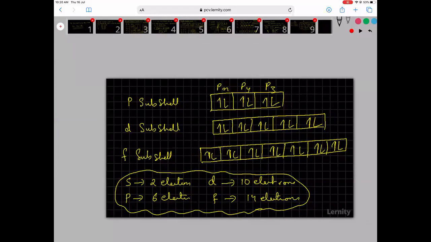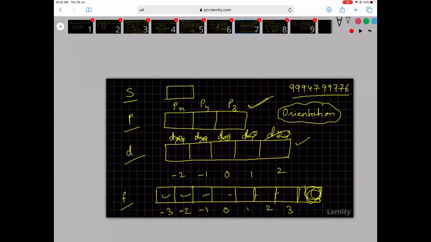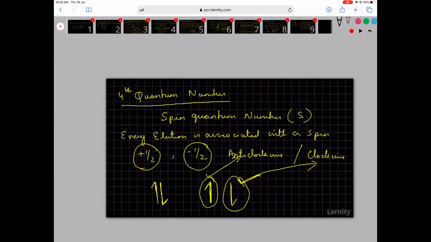Here, in this slide, I have told you about compartments. So first write again, how many compartments are there in each? Then I have told you about the fourth quantum number, the spin quantum number, telling that there are two spin quantum numbers possible. One is plus and one is minus. So upward is anti-clockwise, downward is clockwise.